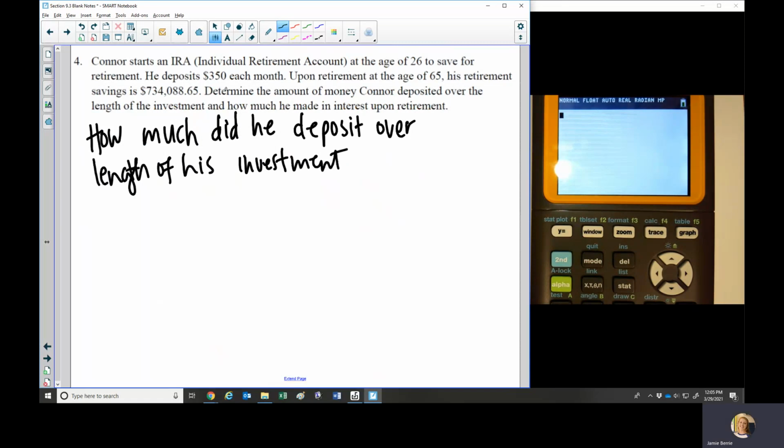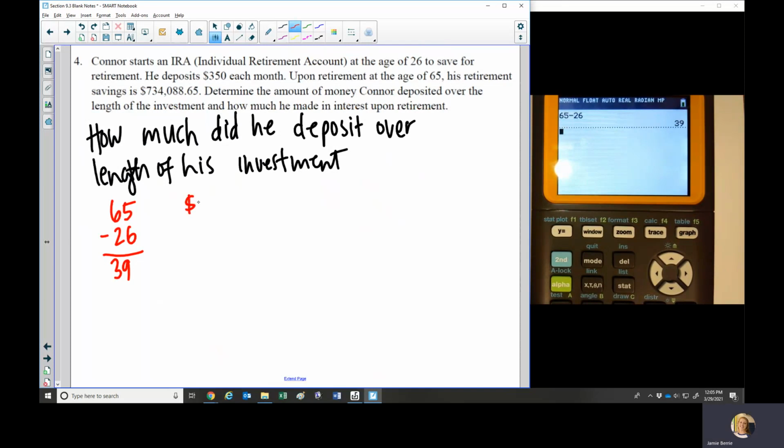So let's see. Told us he was depositing $350 each month. And it says he started when he was 26 and he retired when he was 65. All right, so he worked until he was 65 and he started saving when he was 26. So that's the same numbers as before. 65 minus 26 is 39. That means he saved for 39 years.